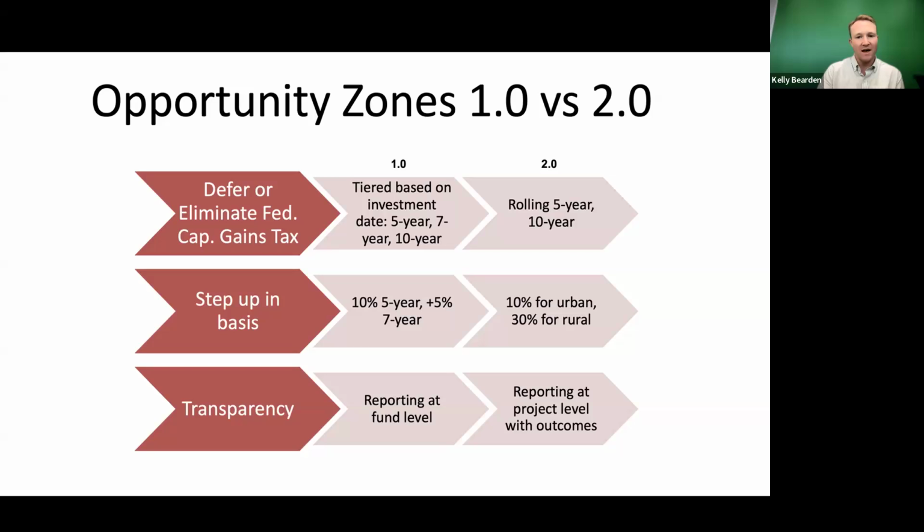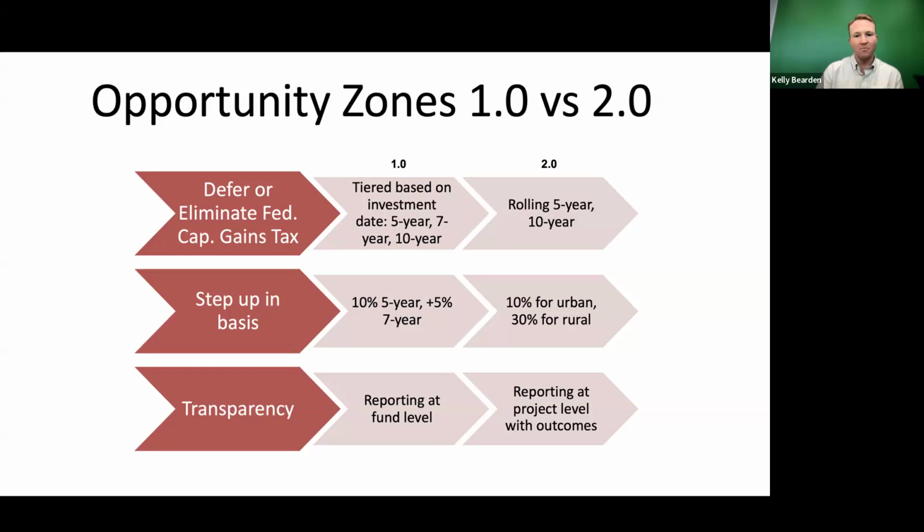And this is the way that at that 5-year mark, you are able to reduce your tax liability. So for 1.0, you received a 10% step up in basis after 5 years, and then an additional 5% after 7 years. For 2.0, it's simplified. For an urban zone, you get a 10% step up in basis after that 5 years. In a rural zone, a 30% step up in basis.